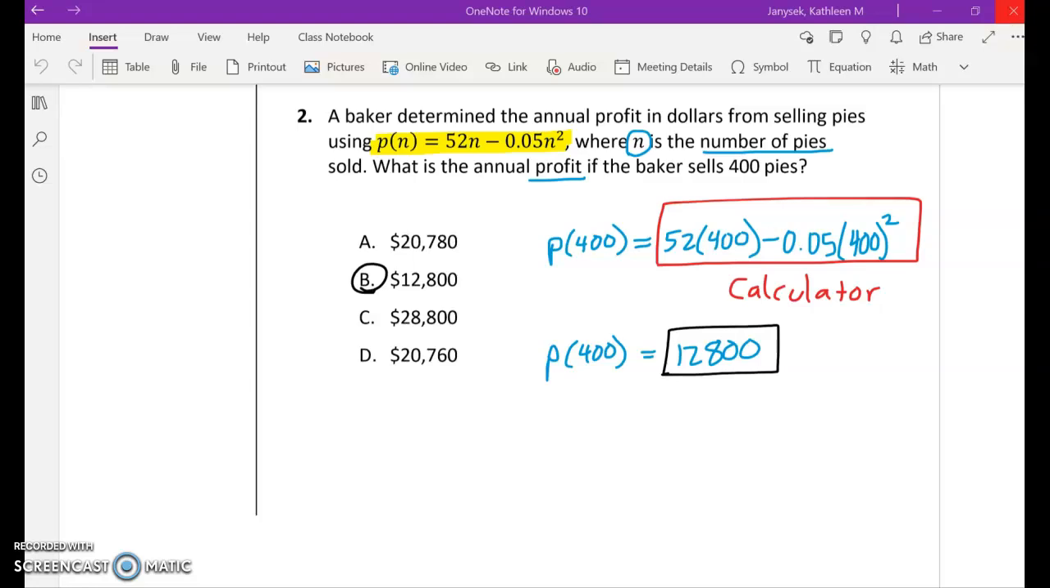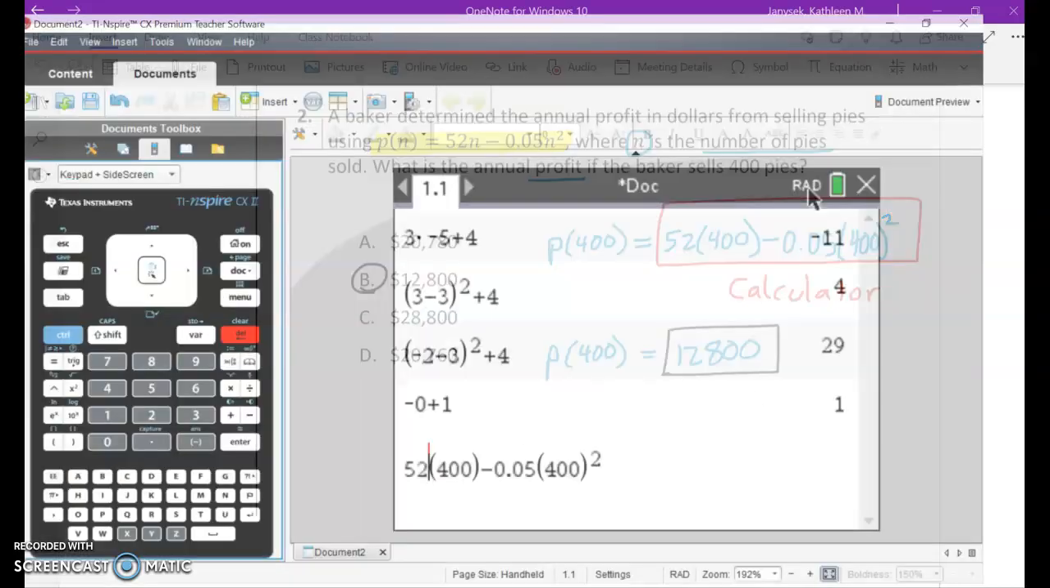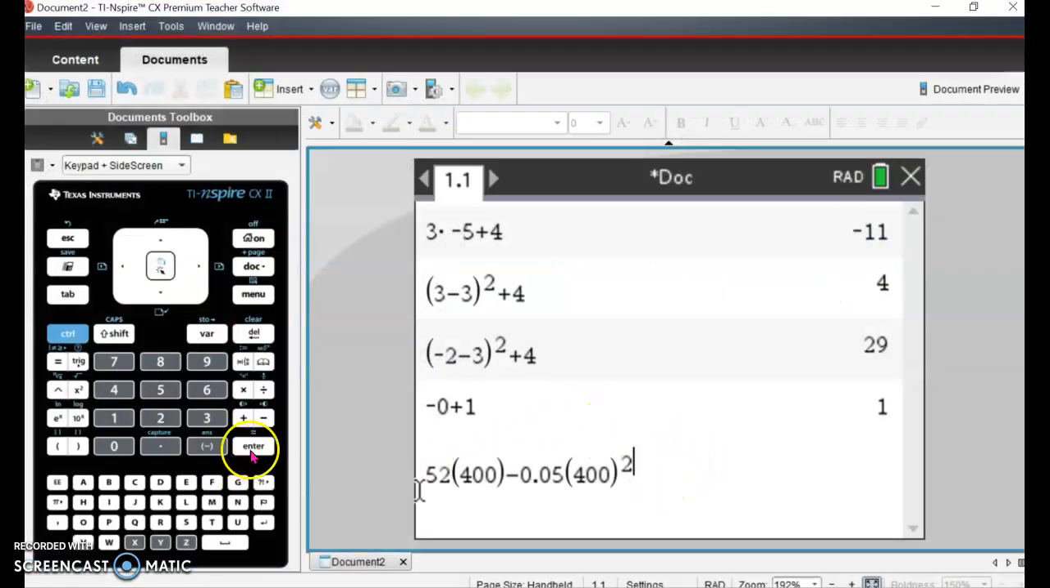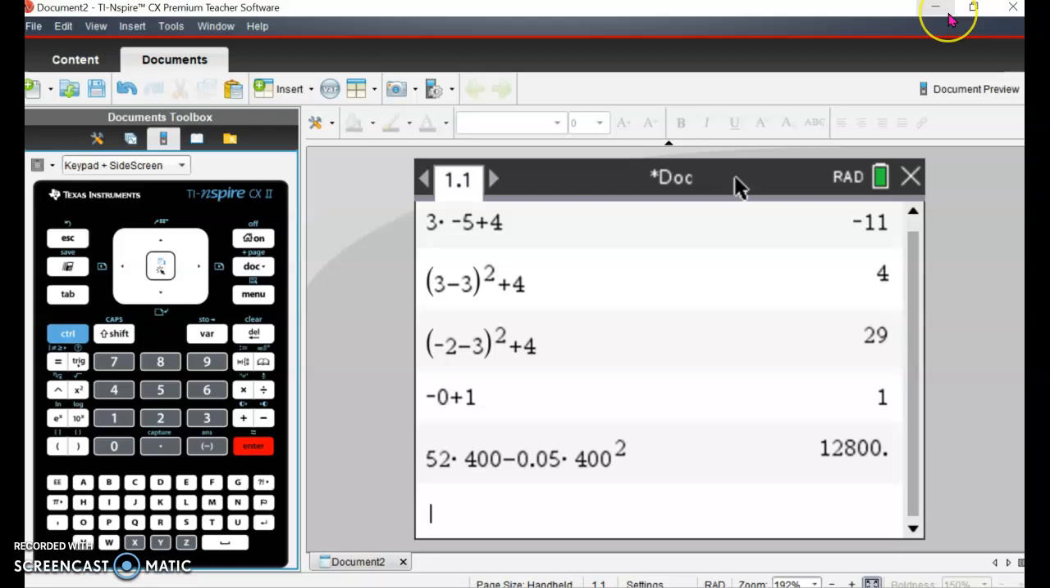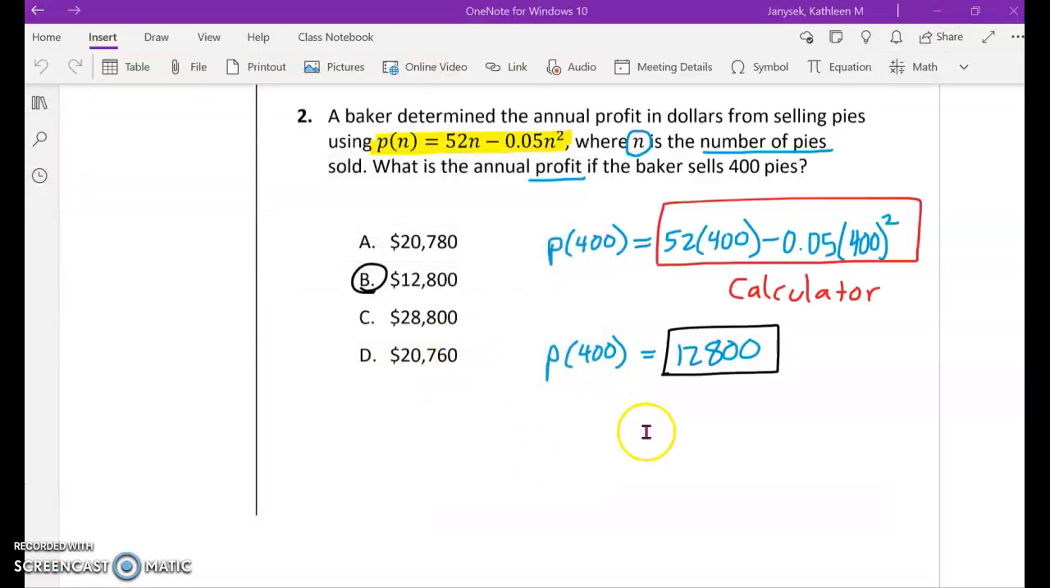Okay, guys, here's the answer to number 2. Remember, you're only typing in the right side to get your output. We know we're inputting 400. P of 400 means that we want to know the profit when there are 400 pies. And once we type all this in, we find out what that profit is. $12,800. And you can see how I typed in my calculator here, with the parentheses and everything, and the squared being on the outside of the parentheses. I hit enter. I get 12,800. So that's how much money we would make if we sold 400 pies.